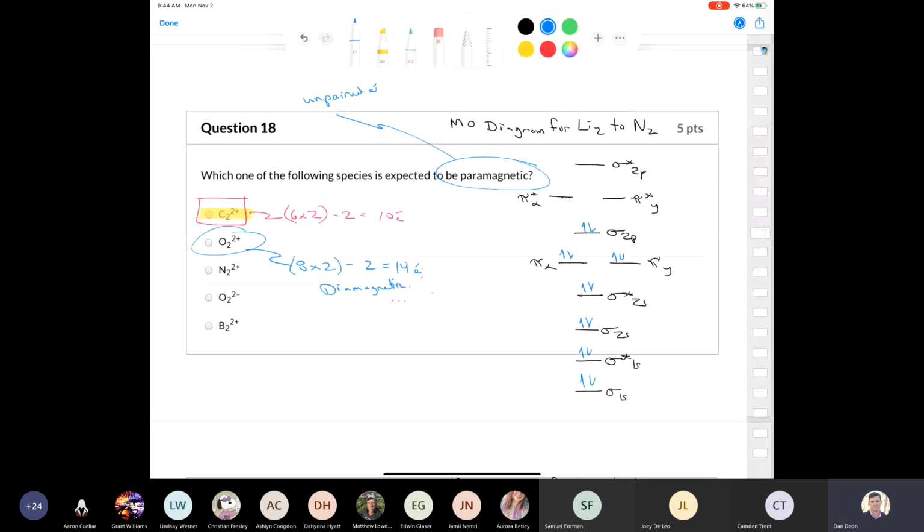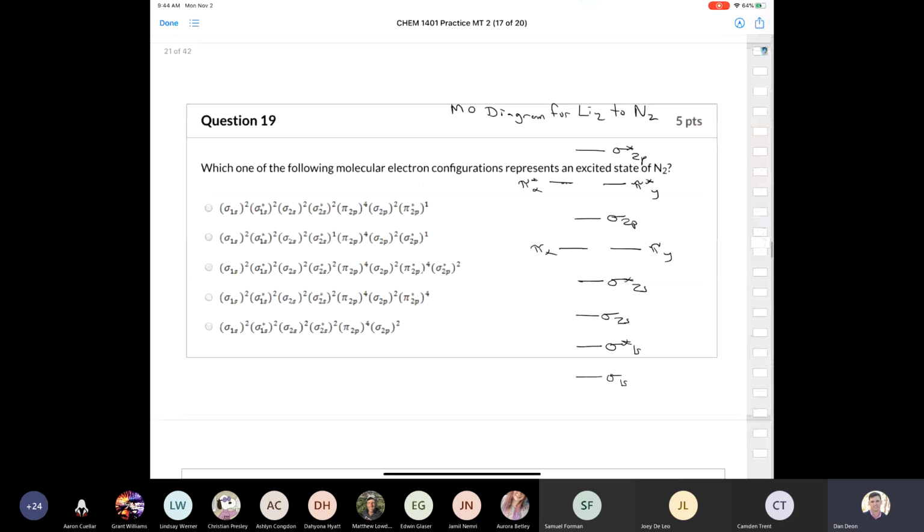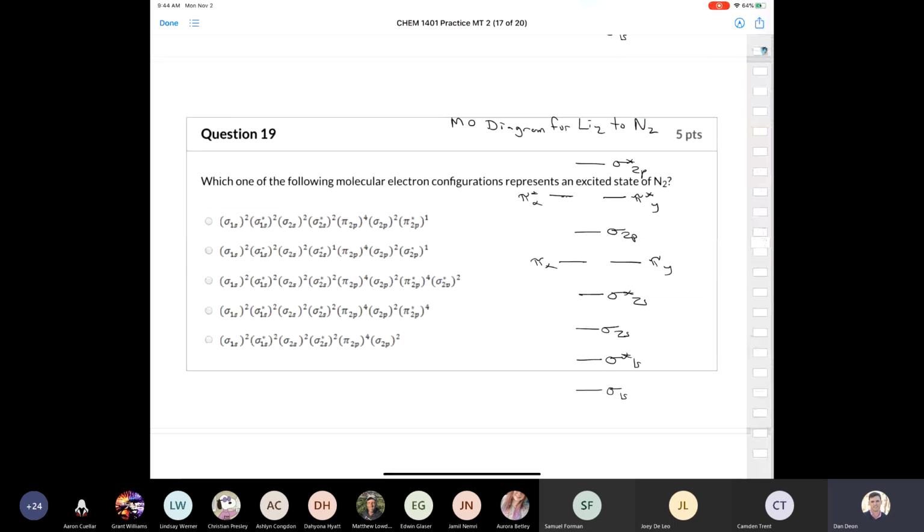And in the interest of time, you can do the same thing for all of these monatomic ions, and you will see that no matter what, you end up with everything being paired up. And so the answer is the first one. Let's move on to question 19. It says, which of the following molecular electron configurations represents an excited state of N2?